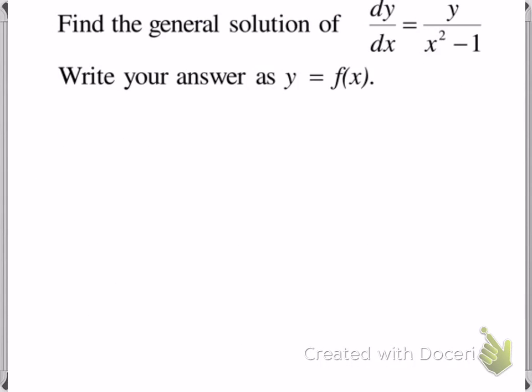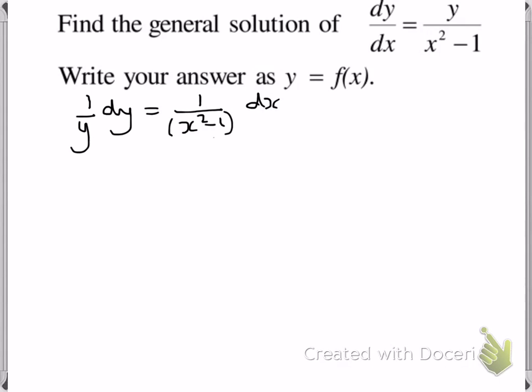We're now going to look at another example. We want to find the general solution of dy by dx equal to y over x squared minus 1, and we've been asked to write our answer as y equals some function of x. Right, so first of all, we're going to rearrange our equation. So I can say that 1 over y dy is equal to 1 over x squared minus 1 dx.